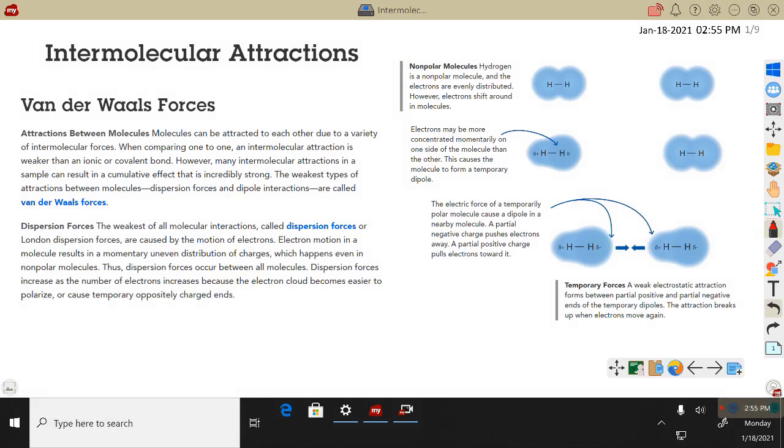This video is on intermolecular forces. Intermolecular, meaning between molecules. Well, here we're going to refer to the attractive forces between the molecules. It's a little different from a bond.